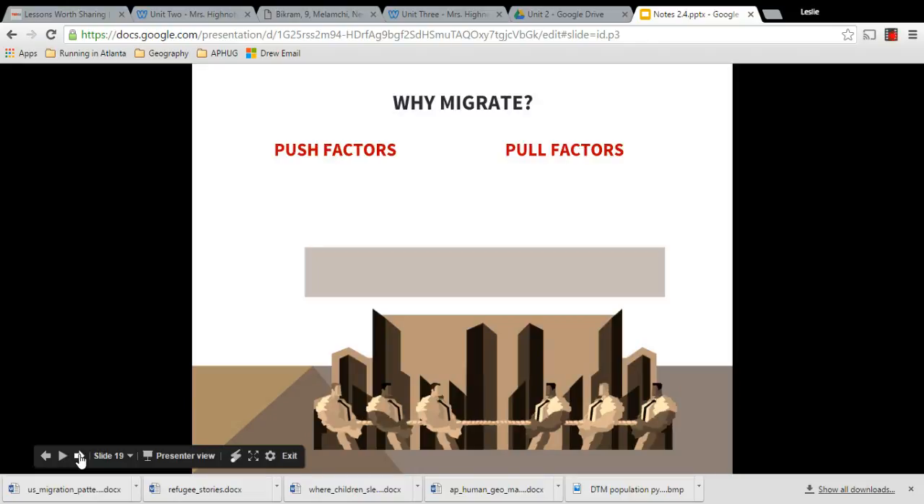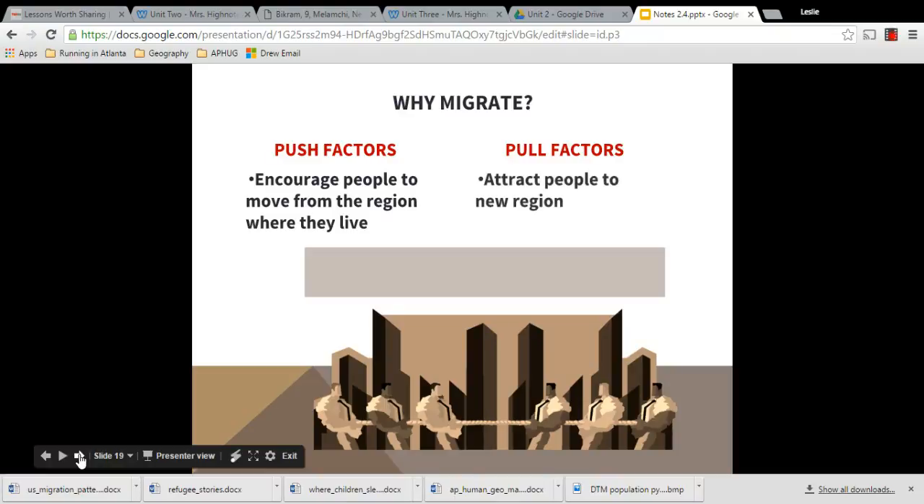So why migrate? People are motivated by two things. They're motivated by push factors and pull factors. Push factors encourage people to move from the region where they live. They are essentially pushing the person out of their home. Pull factors are things that are attracting people to a new region. Pull factors would be the reasons why you might choose to live in Atlanta over, say, Chattanooga.